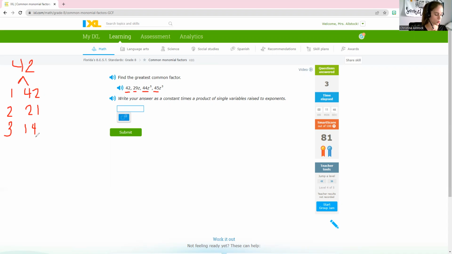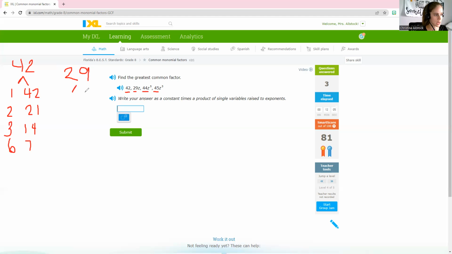Does 4 work? Nope, I get a decimal. 42 is not divisible by 4. I know it's not divisible by 5 because that has to end in either a 5 or a 0. How about 6? Yeah, 6 times 7, and looky there, that loops me around.